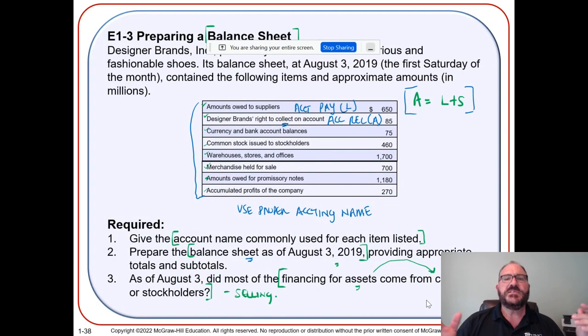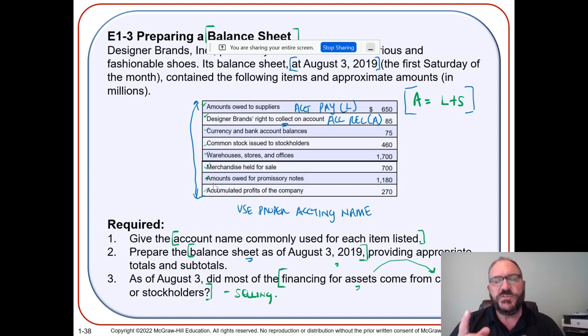Here, Designer Brands. They have fashion shoes on its balance sheet on August 3rd, 2019, the first Sunday of the month. They had these following items in approximate amounts. So they give you all these names right here, from here to here. Now, what they do is they give you a description.